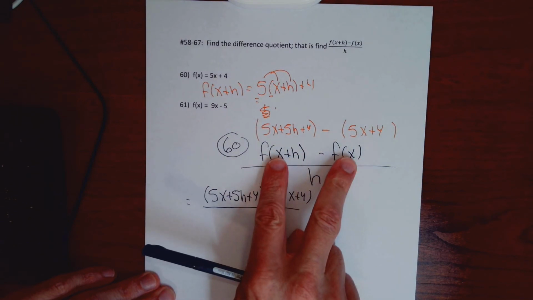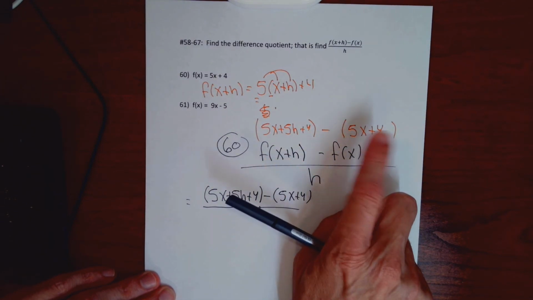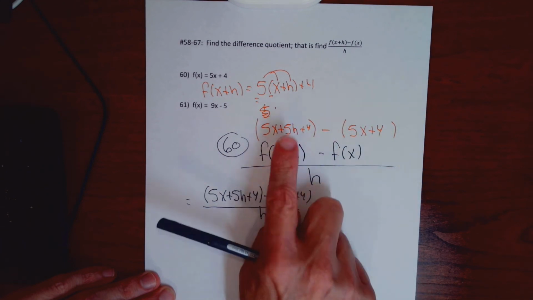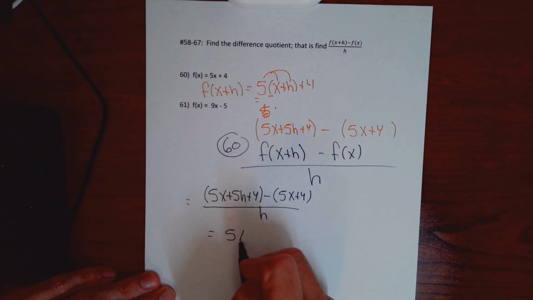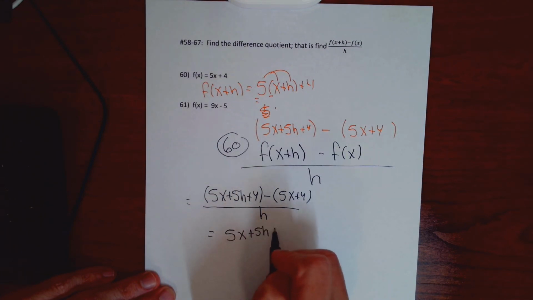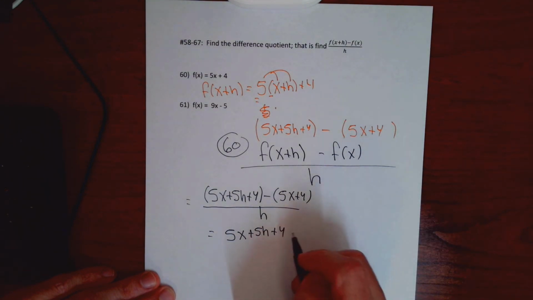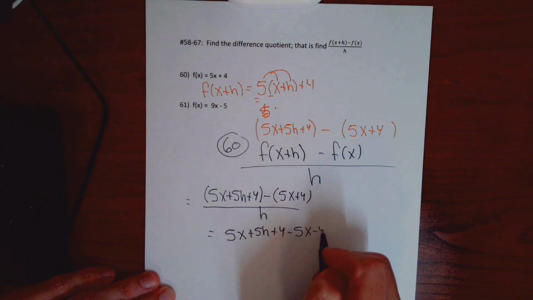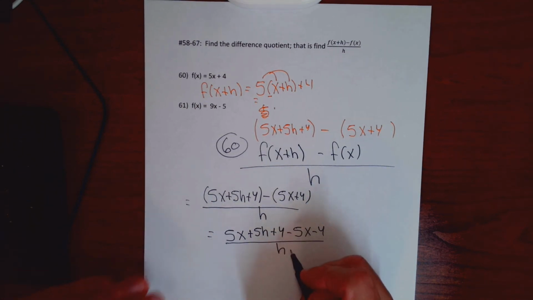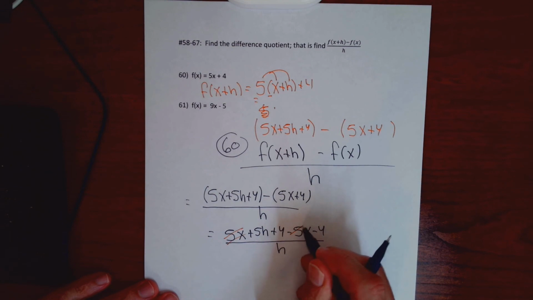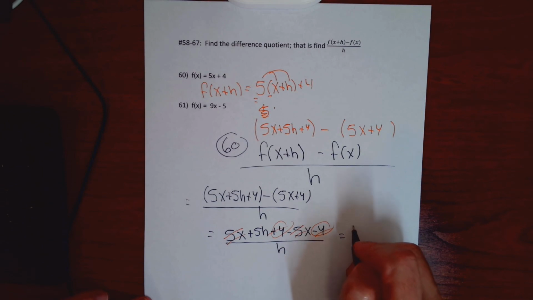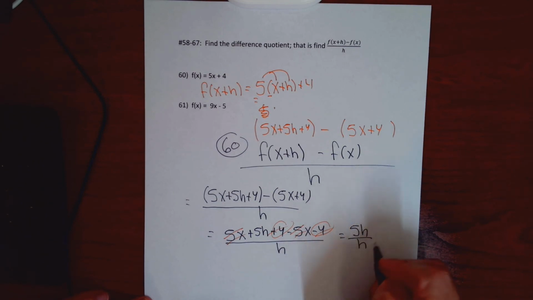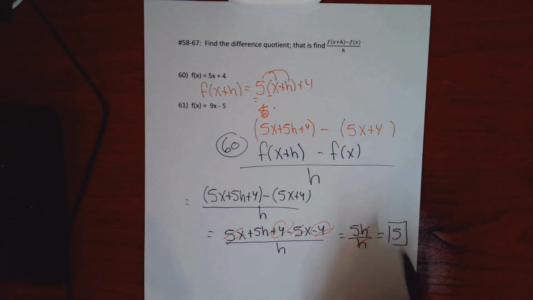I changed each of the function symbols to what they're equal to. The function symbol to the right of the minus sign is always given. The function symbol to the left of the minus sign I need to figure out algebraically. Now I'm going to drop the first parentheses without changing anything, change the signs to drop the second parentheses, and leave the denominator h. Now cancel the 5x, cancel the 4's and the negative 4's. These difference quotients always cancel a lot. The answer to problem 60 is just 5.